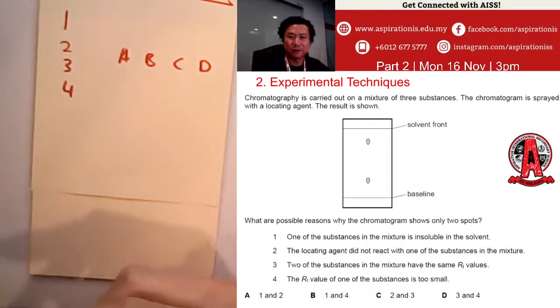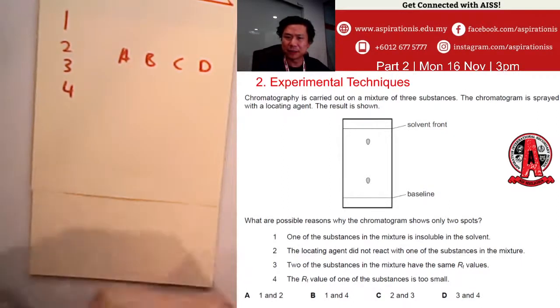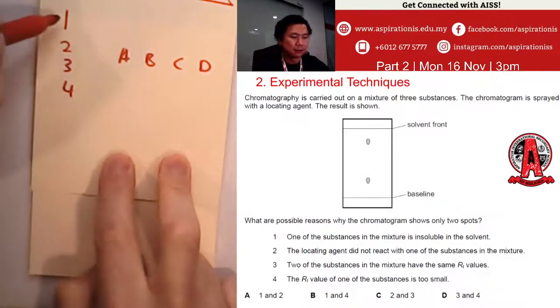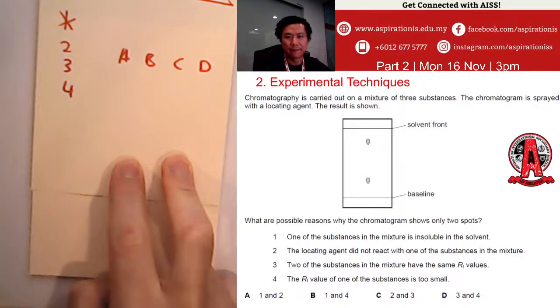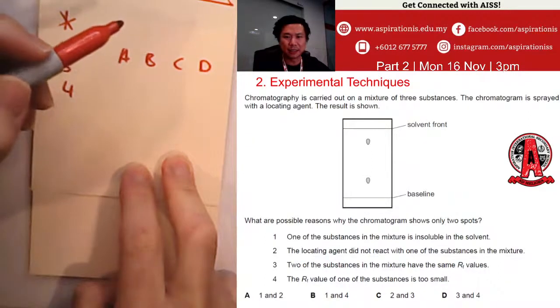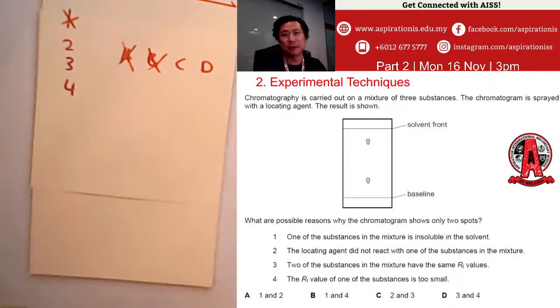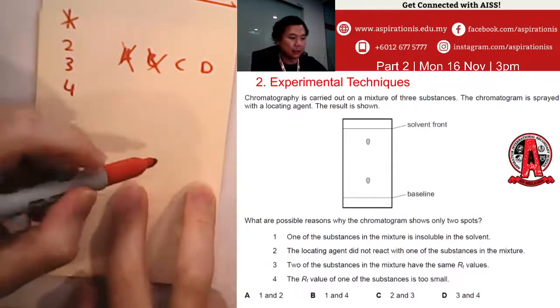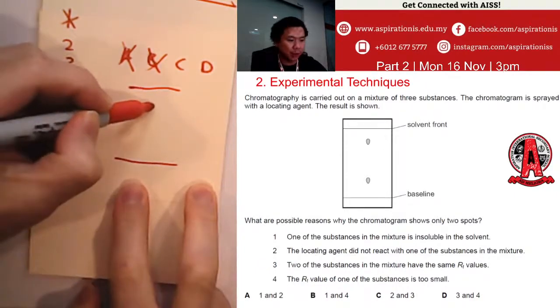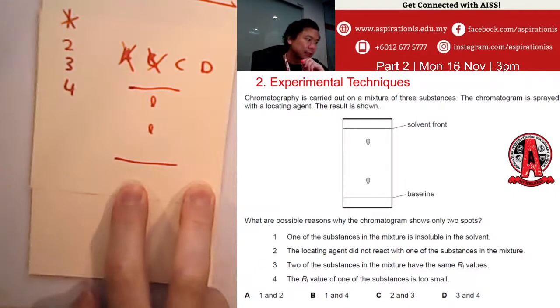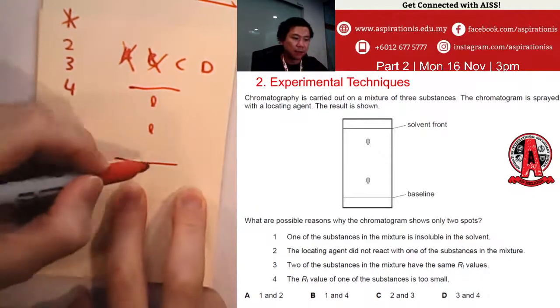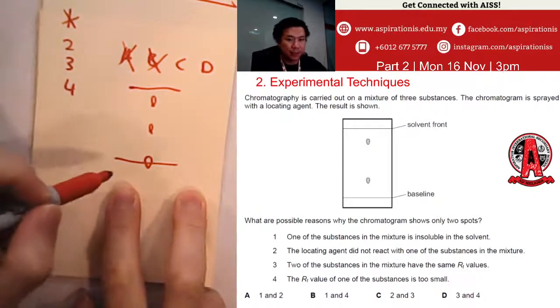Number 1. One of the substances in the mixture is insoluble. That's wrong. Okay, so immediately A and B is wrong. Do you see that by doing this, you really increase your chance of getting this question correct? Now, if one of the substances is not soluble, then please remember, so now this is what you have. If one of the substances is not soluble, it will be here.